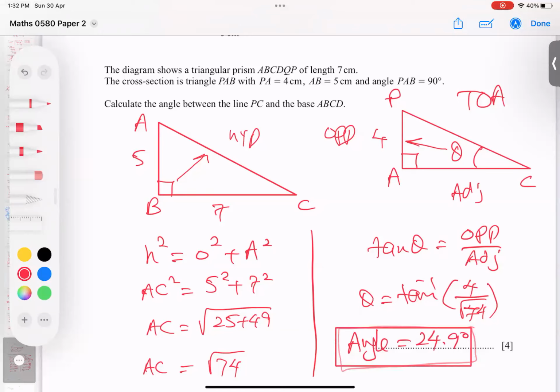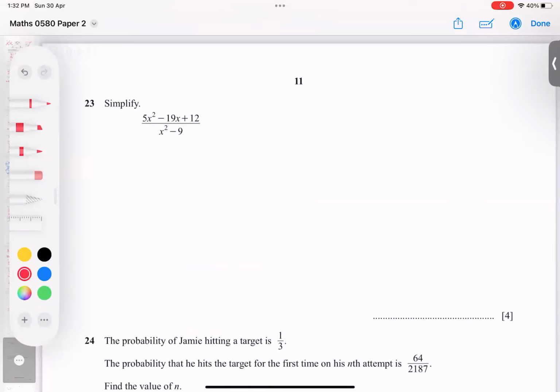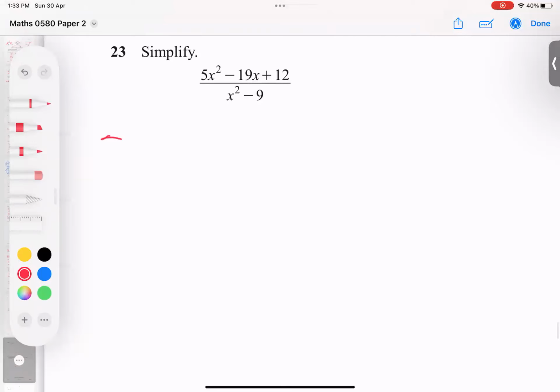Alhamdulillah, the point is clear. Let's talk about question number 23. And what to do here, the upper part I'm copying separately.